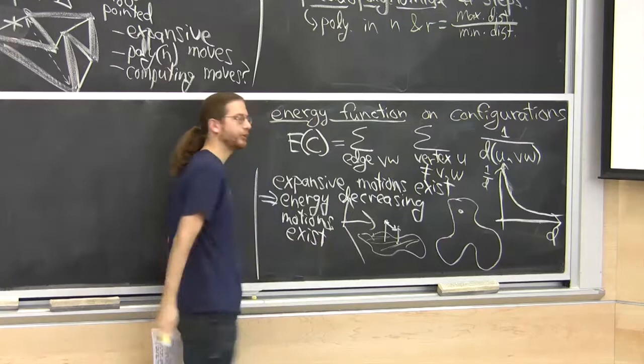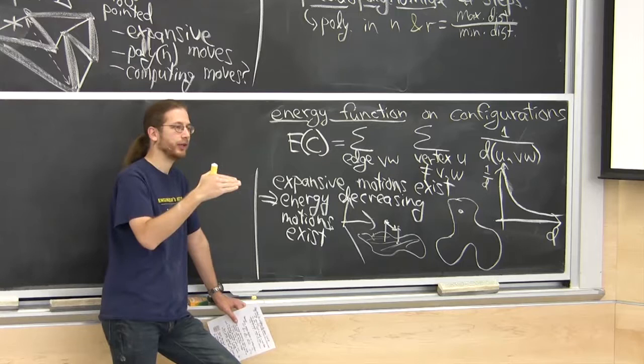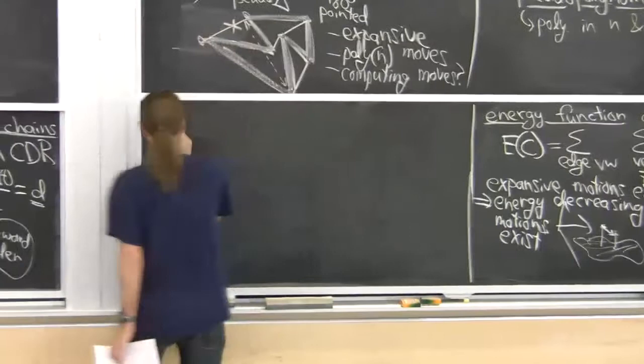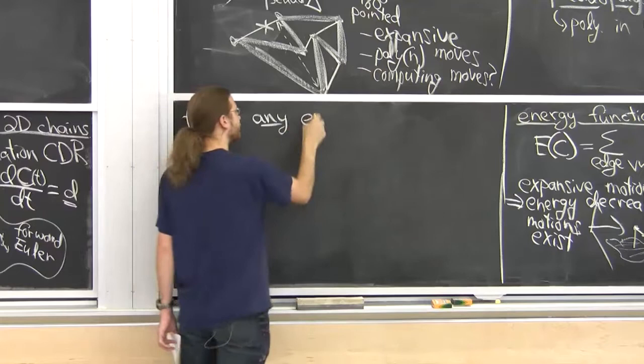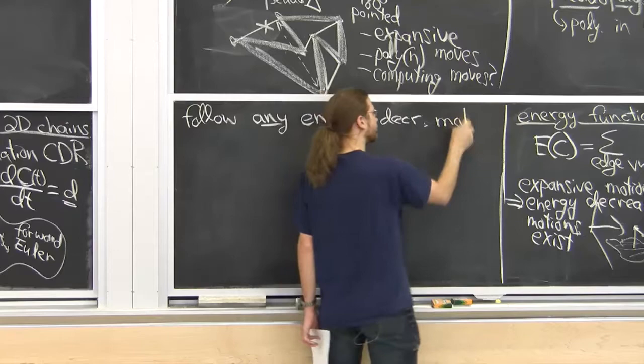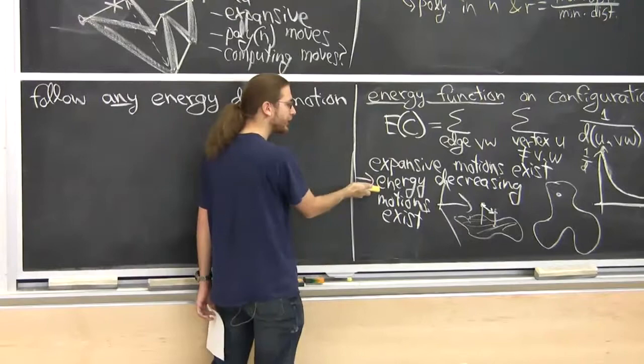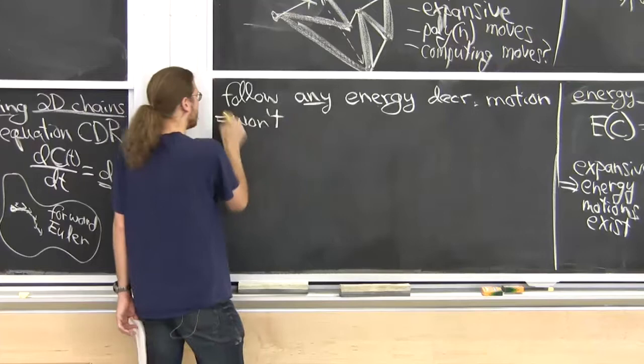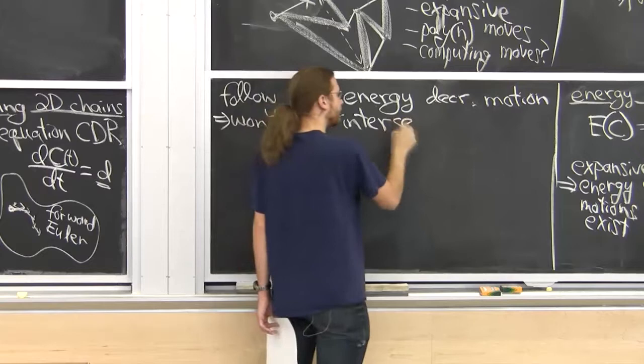Now, energy decreasing feels like a good thing, because I start somewhere. It has some energy, not infinity. If I decrease the energy, it's really hard for my energy to go to plus infinity. Can't happen. So all I need to do is follow any energy decreasing motion. It might be an expansive one, but probably not. We know that there are energy decreasing motions because there are expansive motions. But let's just take any energy decreasing motion, sort of expansive on average. Then it won't self-intersect. Because if energy decreases, it'll never get to plus infinity, and therefore none of the distances will go to zero.